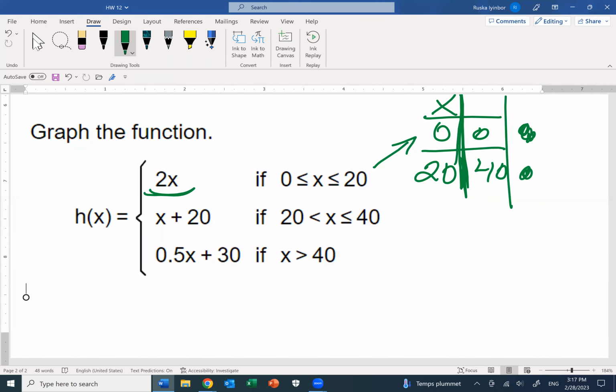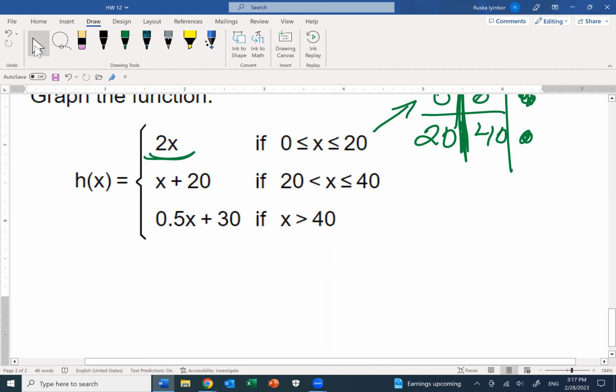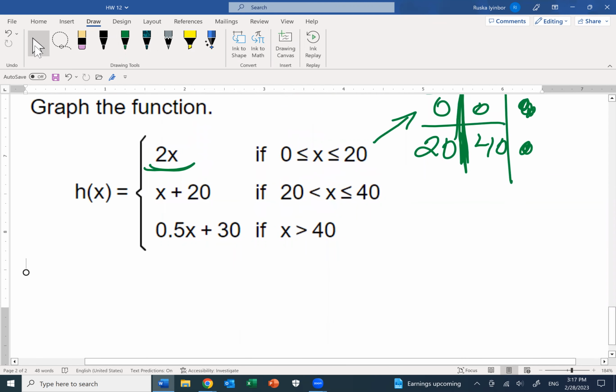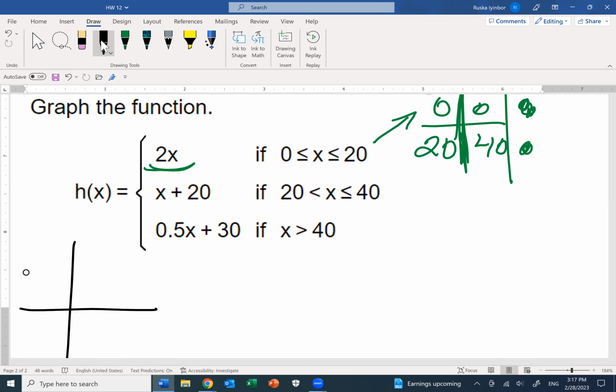So that's my first graph I need to have. I have 0, 0, 20, 40. And actually, I can put it right here. So I have 0, 0, start from 0, 0. And then going through 20 and 40. So let's say this is 20, this is 20, and this is 40.